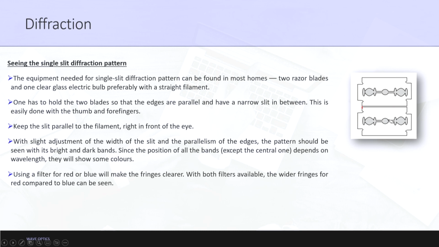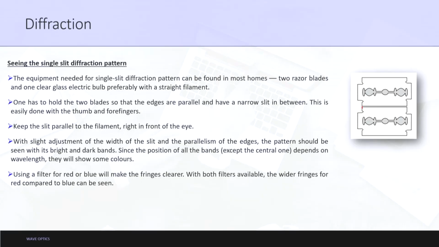Due to this slit, if we put these two blades and light passes through it, then we can see a diffraction pattern. So this is seeing the single slit diffraction pattern. The equipment needed for a single slit diffraction pattern can be found in most homes: two razor blades, and one clear glass electric bulb, preferably with a straight filament. If we are getting a monochromatic source of light, it is okay; otherwise we use a filament bulb only, which may have two or three mixtures of wavelengths.